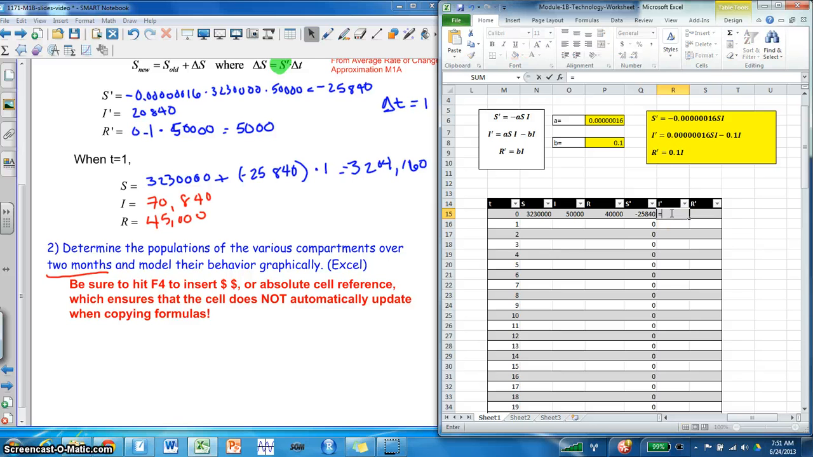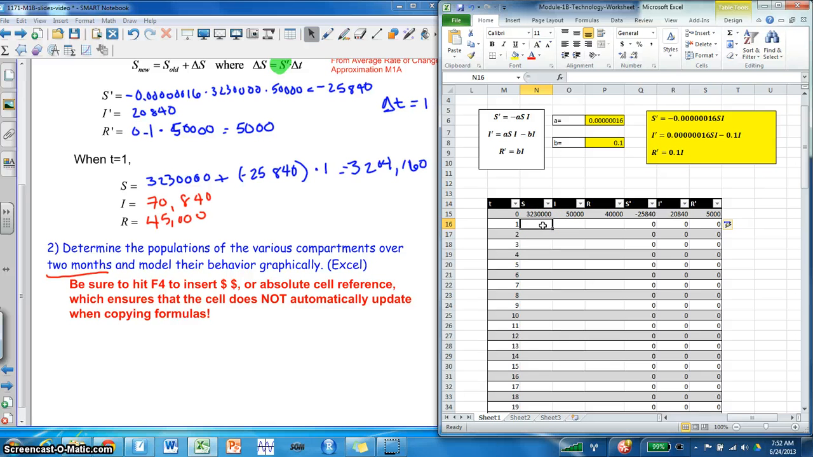I prime is going to be very similar. It's A, again with dollar signs, times S times I, and then minus B. Again, I don't want B to change, so I'm going to hit F4 to insert dollar signs, and then times my infected population, which is just I. Great. And then R prime is equal to B, F4, times my infected population. Those are all the same numbers I got.